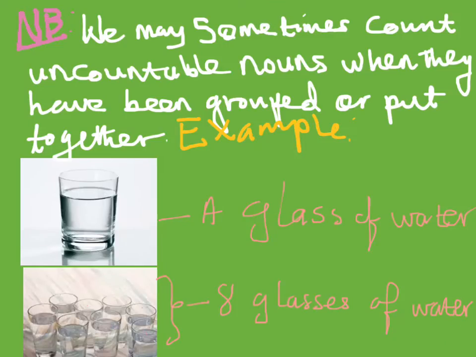Then we also mentioned that uncountable nouns can sometimes be counted when they have been grouped together, put together and given a number. The lesson has come to an end, and we hope that in our subsequent lessons on nouns, we are going to study the other types of nouns, because there are many types of nouns. But the two main types of nouns we have looked at today are countable and uncountable nouns.